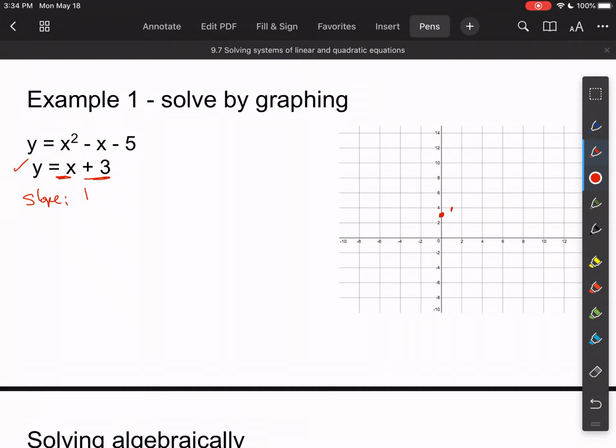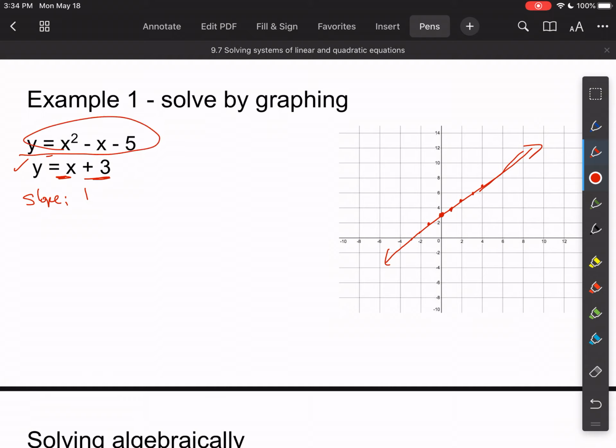We'll go up 1 over 1, up 1 over 1, up 1 over 1, up 1 over 1, and then we can go down 1, back 1, down 1, back 1, and so we have this kind of a line happening. So there's our line, and now our task is to see if it intersects this quadratic.